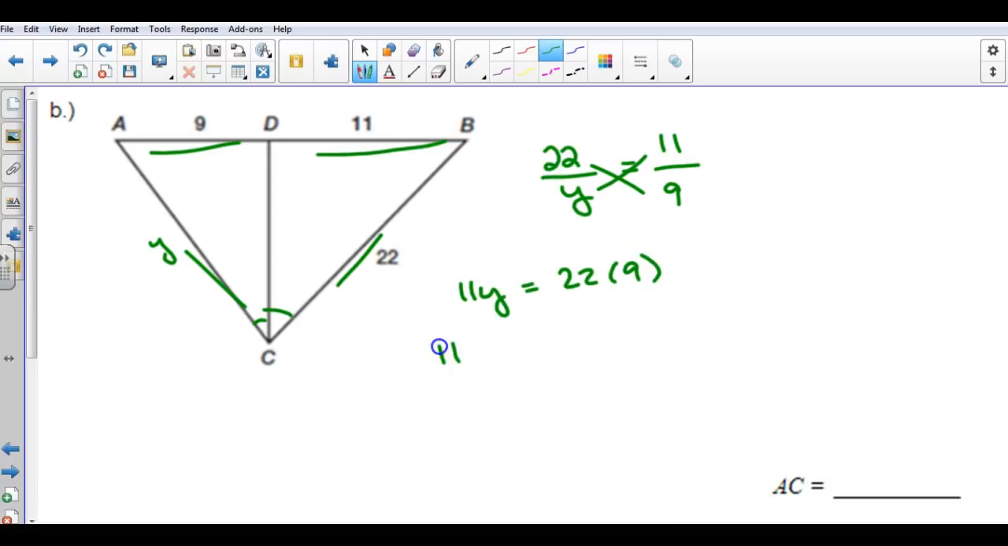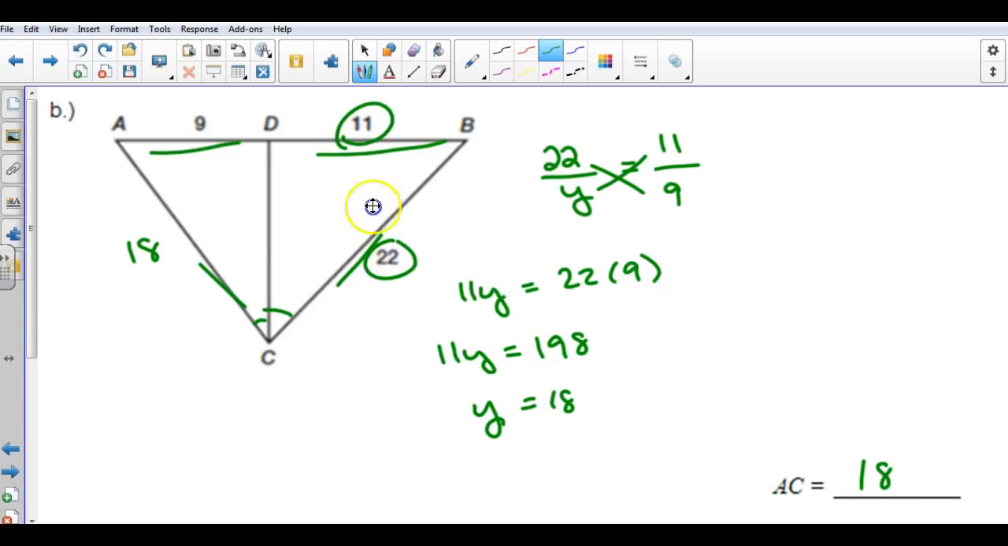So what I'm going to end up with then is 11y is equal to 198, and then when I divide both sides by 11, I get a y value of 18. And that's what the side length AC is. And what you can also see is that relationship. If I look at DB to BC, so from 11 to 22, you're really doubling. So I'm multiplying by 2 to go from that length to the longer one. And then that same thing occurs here. If I take 9 and I double, I end up with 18. So the fact that I have this doubling means that those relationships are proportional.